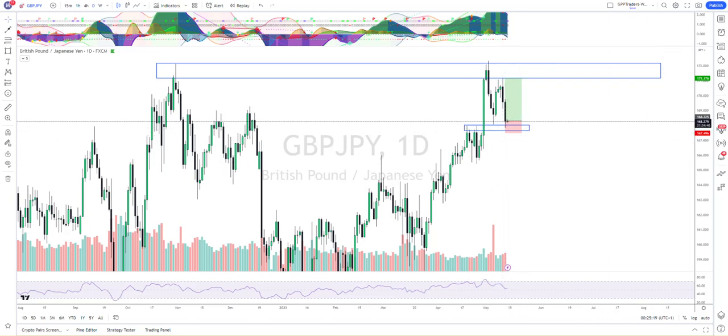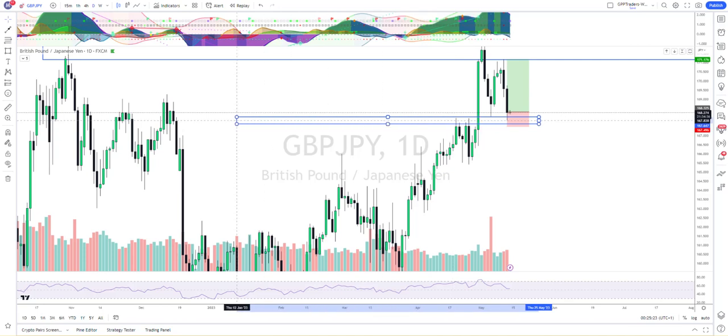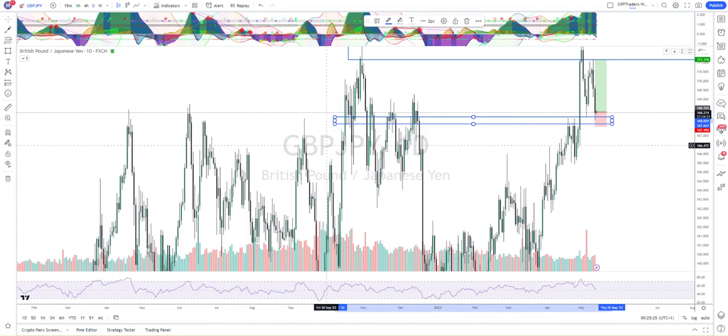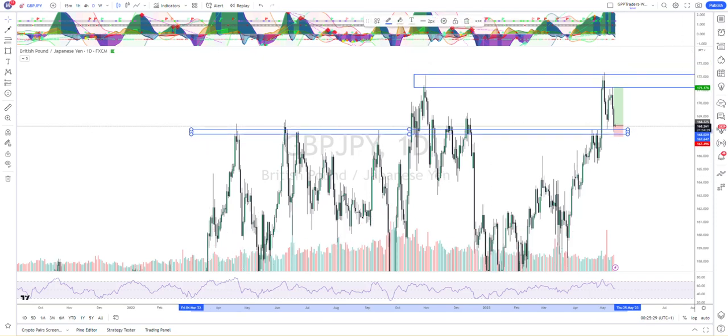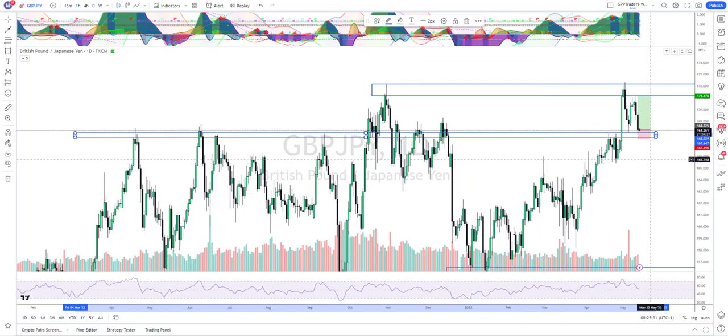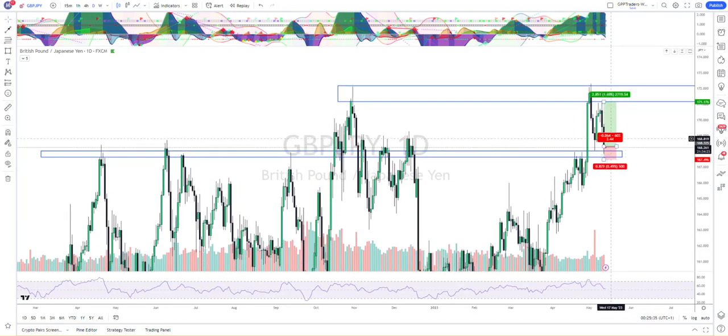But what made this an actual area of interest? Again, if you extend this to the left, you can see that price has always reacted in and around this zone. So we can see that there's a high probability that price is going to do something here. It's either going to break down or it's going to break up.